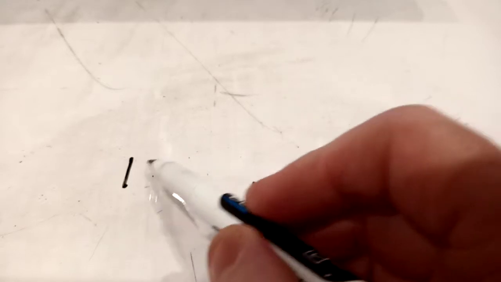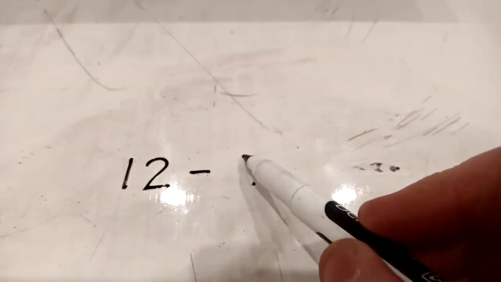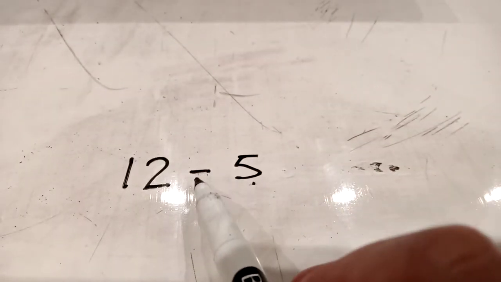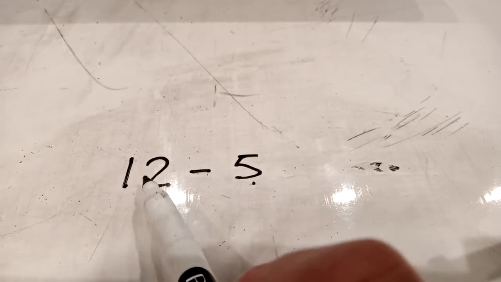Hi Year 3, I wanted to make a video for Autumn 2 Week 2, just to remind you how we do these calculations. We are going backwards. I don't really like jumping backwards.